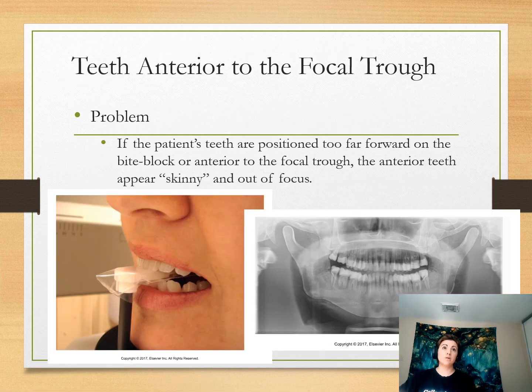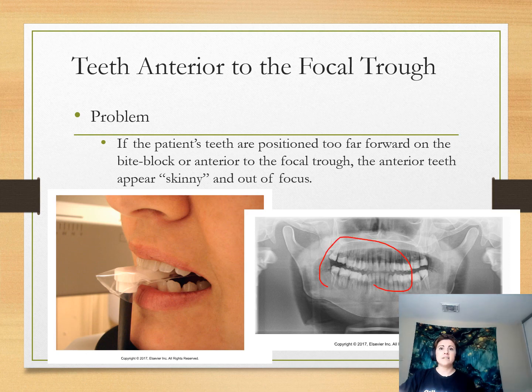All right, so also we have to worry about the teeth being anterior to the focal trough. What happens is they bite on it, but they're too far forward, right? They bite, but they're not in the notch. And so if the patient is positioned too far forward of the bite block, the anterior teeth will appear skinny or out of focus. Can you see how very thin those teeth are in this image here?